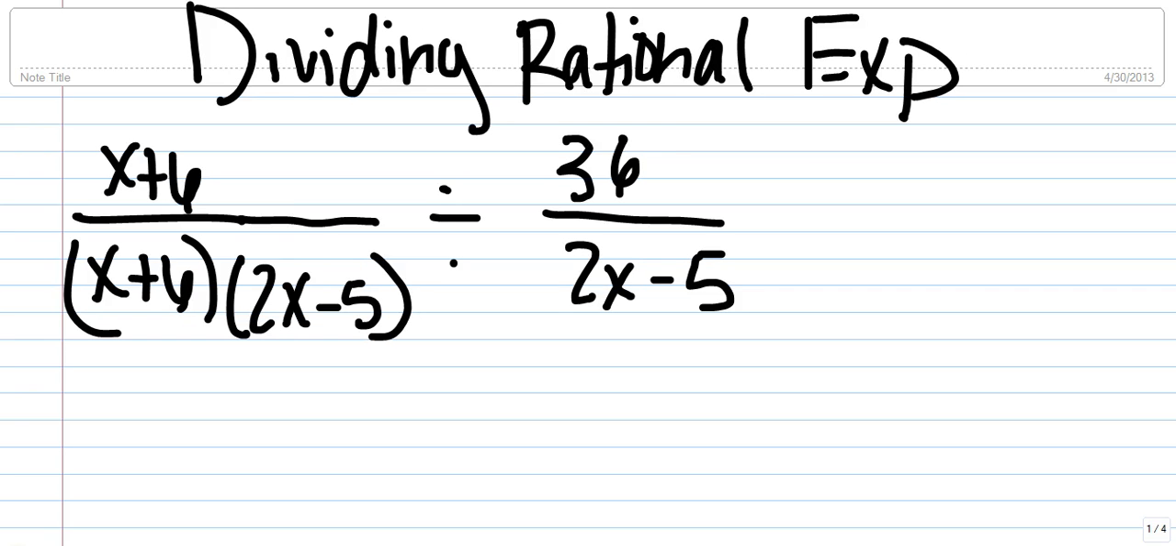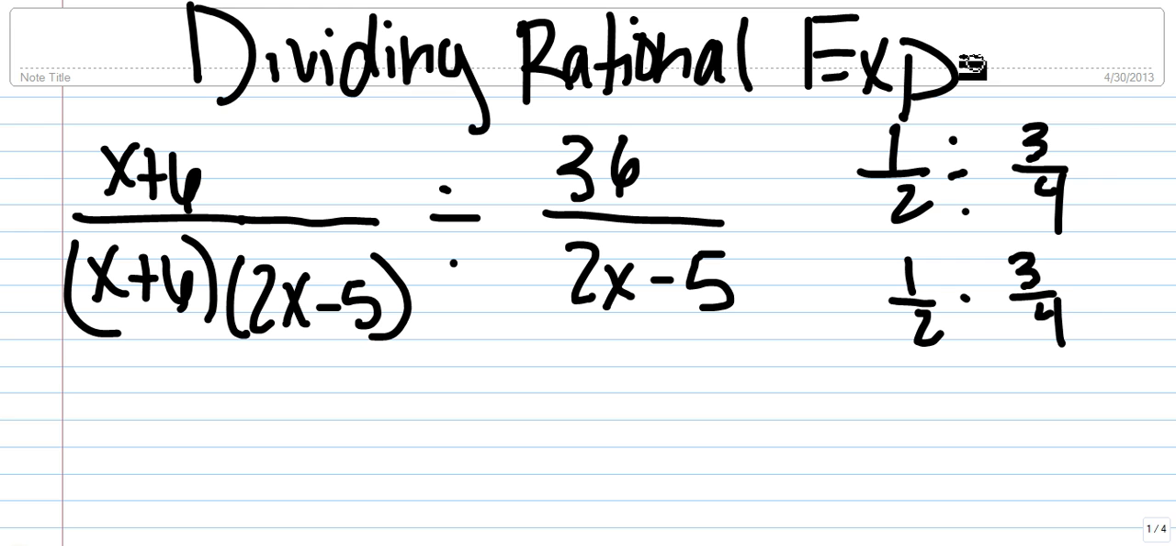Now, when you divide rational expressions, you do it the same way you would divide fractions. How would you divide fractions? For example, if I had 1/2 divided by 3/4, how do you divide that? Well, you take the reciprocal of the second fraction. In other words, just turn that second fraction upside down, and then you multiply. So I have 1/2 times 3/4. The same way I just did that is the same way I divide rational expressions. You flip the second one, turn it upside down, and then multiply. Obviously, we're still going to factor if we can.